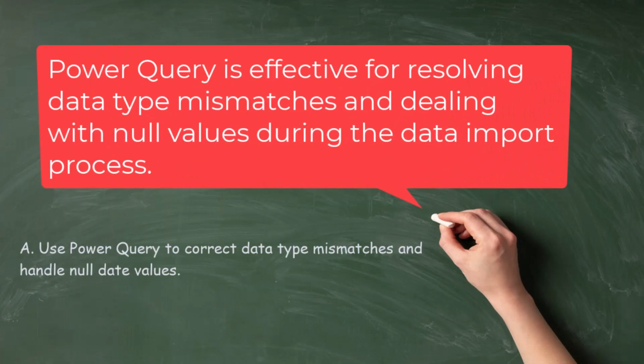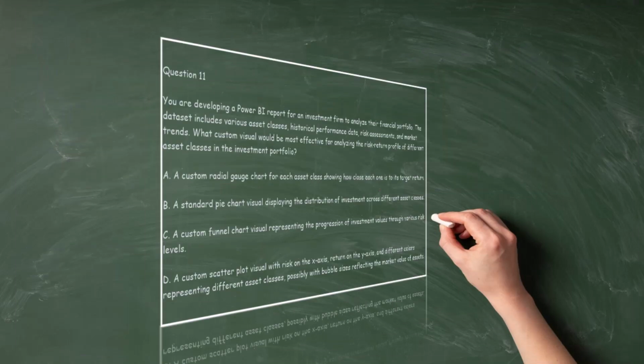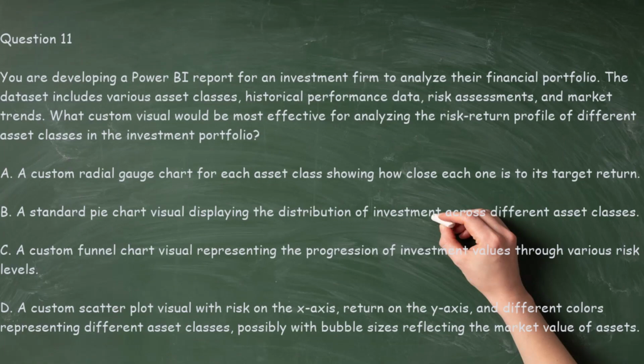The correct answer is A. Here's why. Use Power Query to correct data type mismatches and handle null date values. Power Query is effective for resolving data type mismatches and dealing with null values during the data import process. Question 11. You are developing a Power BI report for an investment firm to analyze their financial portfolio.